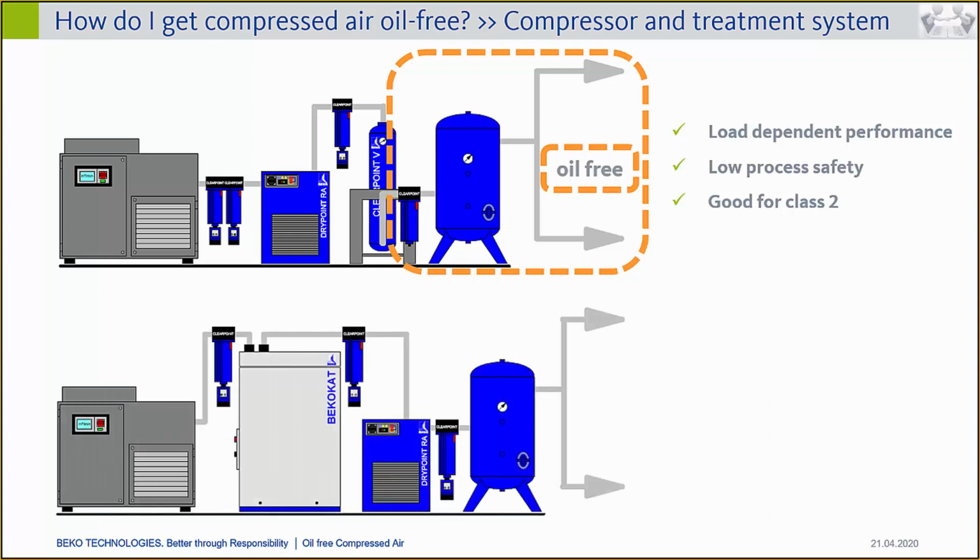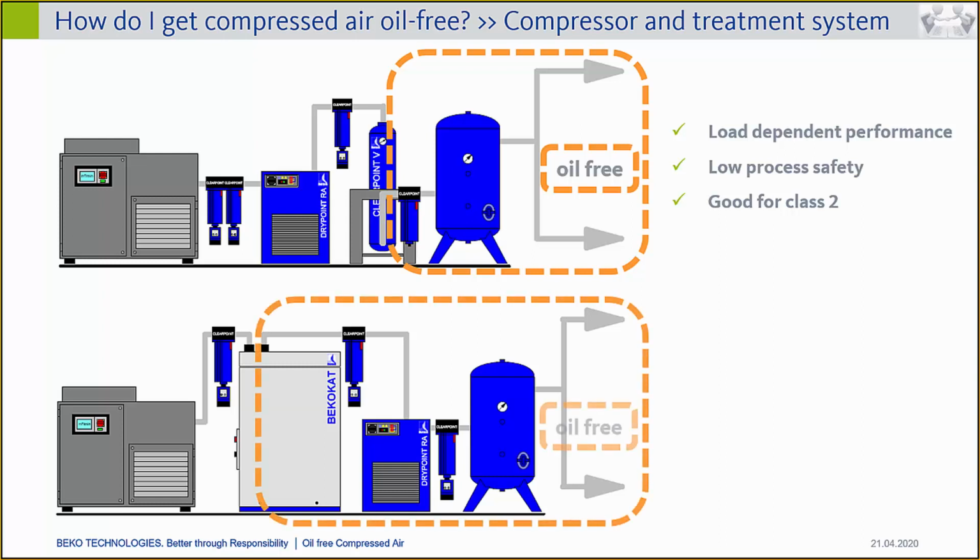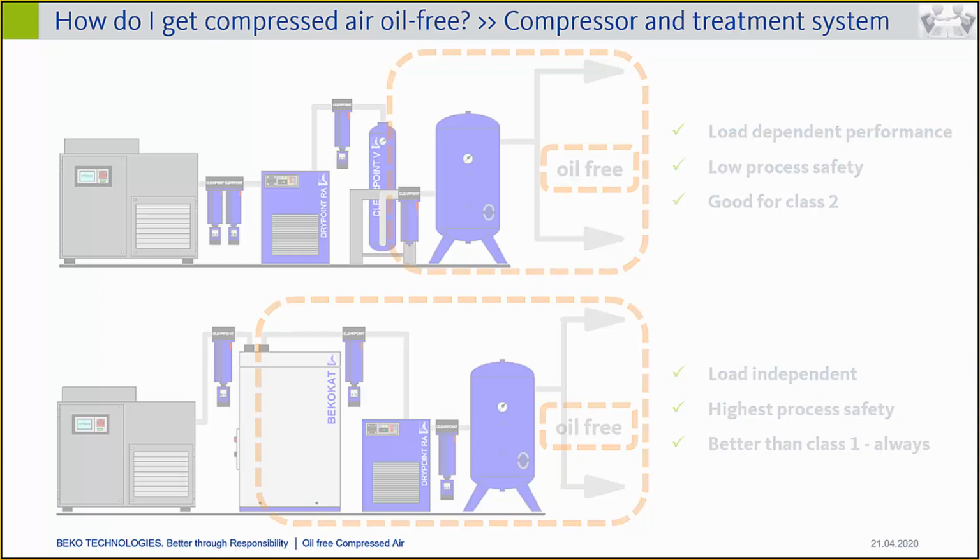The other option we have is the oil-free treatment system with a catalytic converter. And also here, all the components after the oil-free treatment need to be oil and grease free. And this is, as already mentioned, load independent, has highest process safety, and guarantees class 1 always. Let's go a bit more down to the two different scenarios of compressed air treatment at the central compressor station or at point of use.